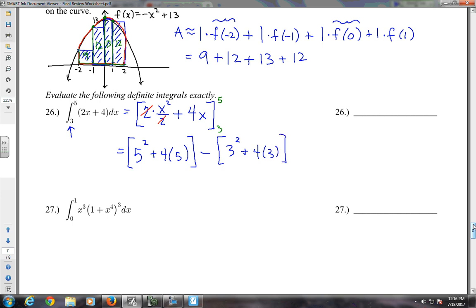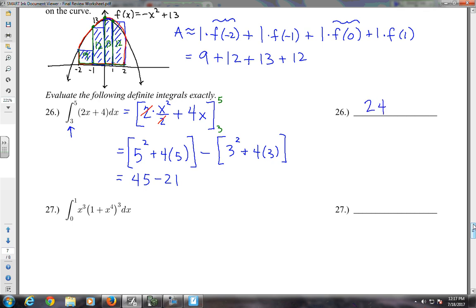Upper limit minus lower limit. So in this first set of brackets, we have 25 plus 20, which is 45. In the second set of brackets, we have 9 plus 12. We're subtracting this. What does that give me? 21. And then 45 minus 21 gives me 24.